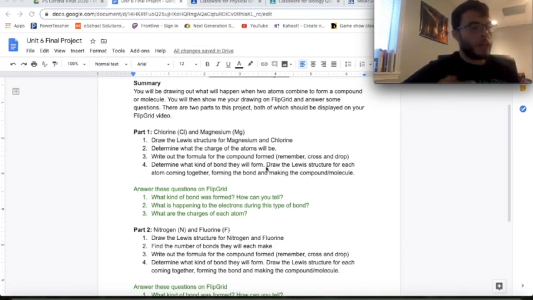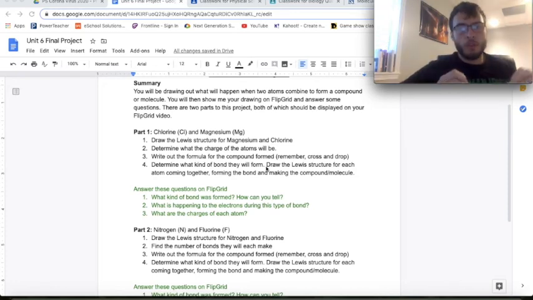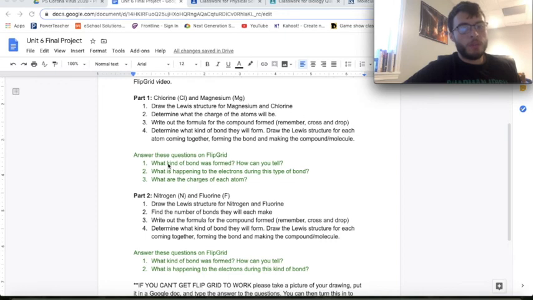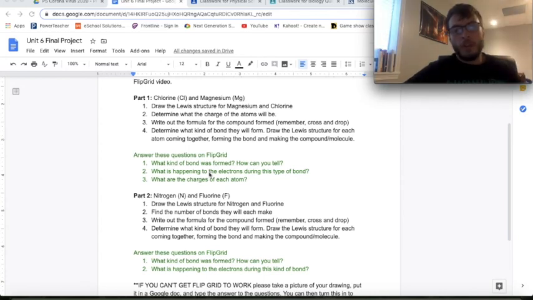Is it going to be an ionic or a covalent bond? Then I want you to actually draw the Lewis structures coming together and forming the bond. And I want you to be explaining what's happening. So while you are explaining this picture or this stuff that you have drawn here in part 1, I want you to answer these questions. What kind of bond was formed? How can you tell? What is happening to the electrons during this type of bond? And what are the charges of each atom?